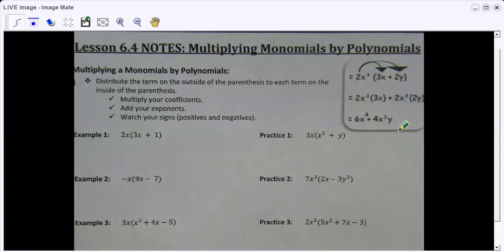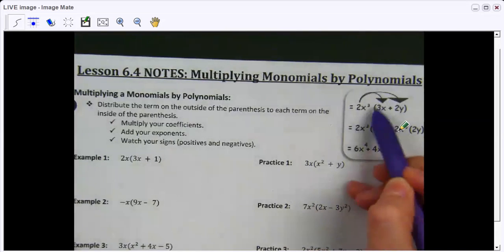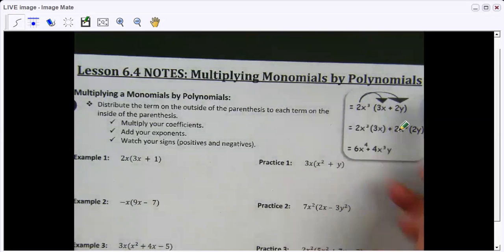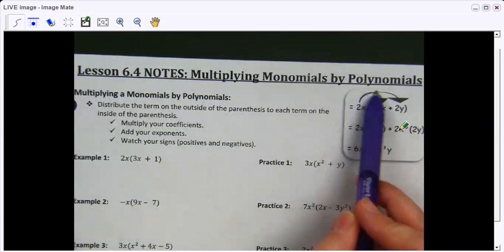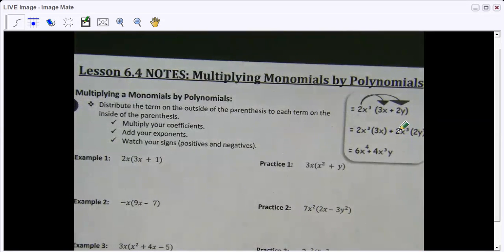Lesson 6.4, we're still multiplying with monomials, but this time we're going to use the distributive property more than just one time. Looking at this example, you're taking the monomial on the outside and multiplying it by both terms on the inside of the parentheses. So we're just distributing. You need to remember you're multiplying all your coefficients, and then you're adding exponents when you multiply. And you need to watch your signs, your positives and negatives.